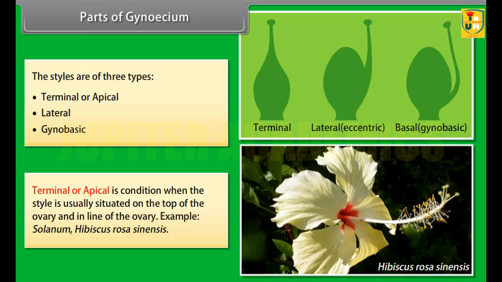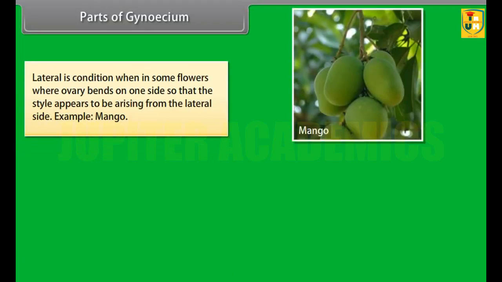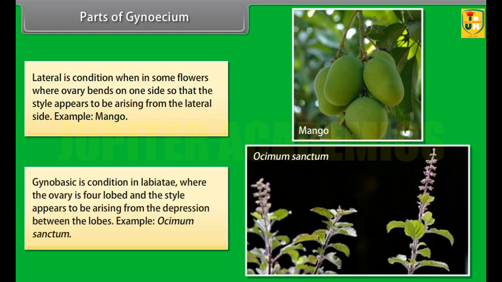Terminal or apical is the condition when the style is usually situated on the top of the ovary and in line of the ovary. Example, Solanum, Hibiscus rosa-sinensis. Lateral is the condition in some flowers where the ovary bends on one side so that the style appears to be arising from the lateral side. Example, mango. Gynobasic is the condition in Labiatae where the ovary is four-lobed and the style appears to be arising from the depression between the lobes.